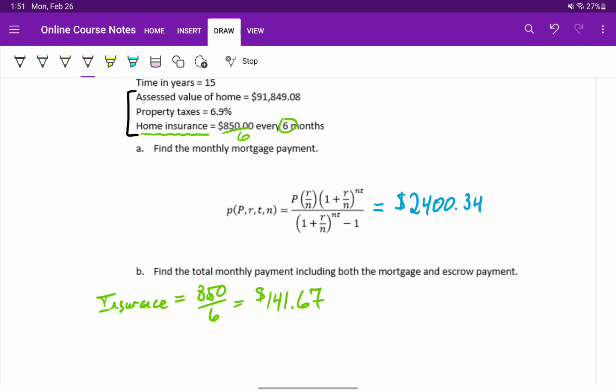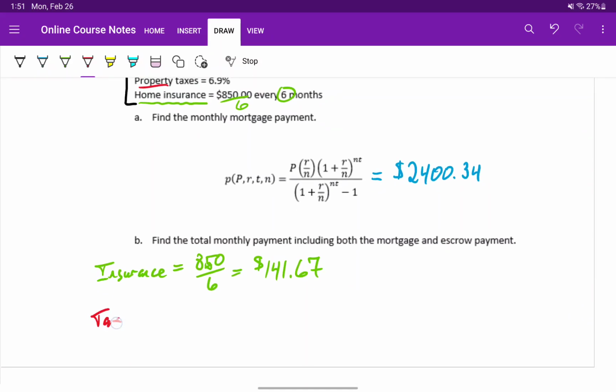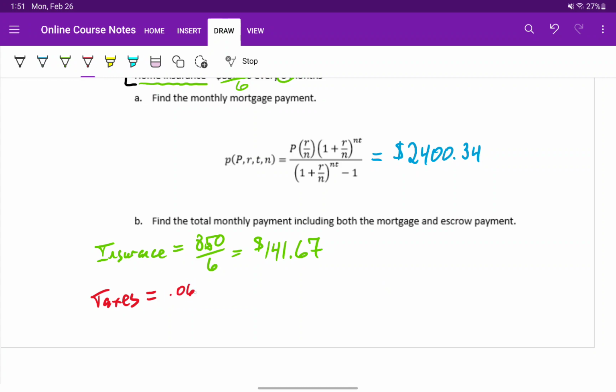Next, for property tax, we have to look at the assessed value of a property and the property taxes in your area. So we would take that property tax rate of 6.9% or 0.069 times the assessed value of the home and divide that into 12 monthly payments. In this case, that would come out to be $528.14, if again, we round up.